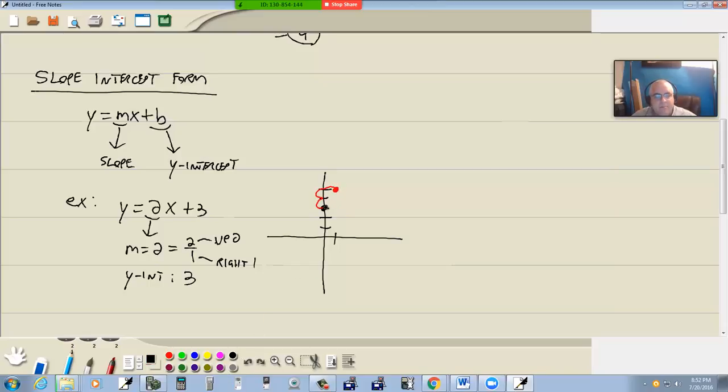Now after you have your second point, then you draw a line through them, and that would be our graph. So you can see it's beneficial to have the slope-intercept form. You can very quickly come up with the graph, or you can plug it in your calculator.